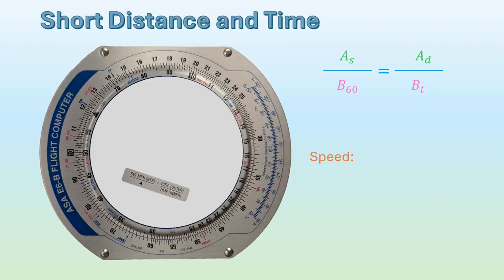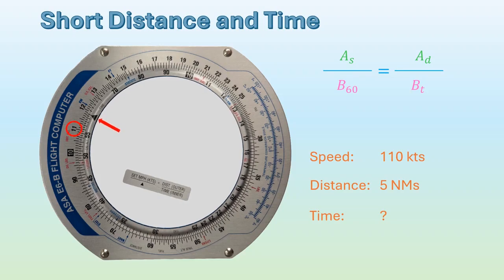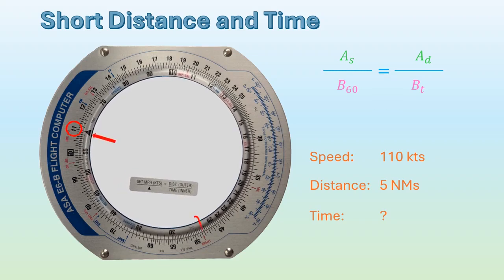Sometimes, a leg of a cross-country flight might be as short as just a few miles. You can still use the same speed index to find out that flying 5 nautical miles takes about 2.73 minutes. But let's be honest, do you really want to deal with decimals while flying? In such cases, measuring time in seconds might make a bit more sense.